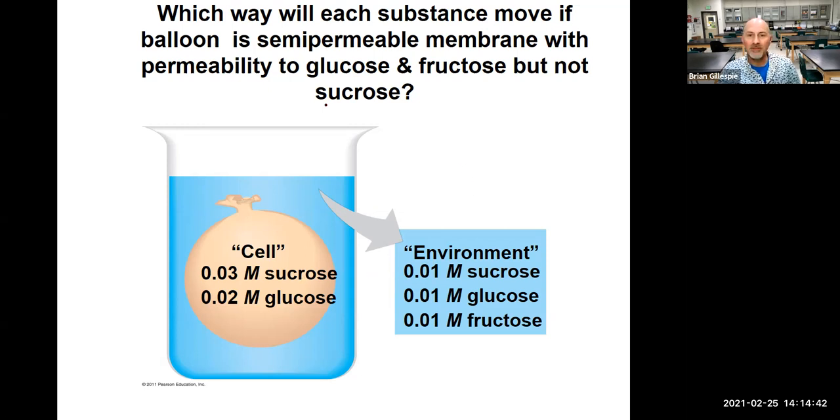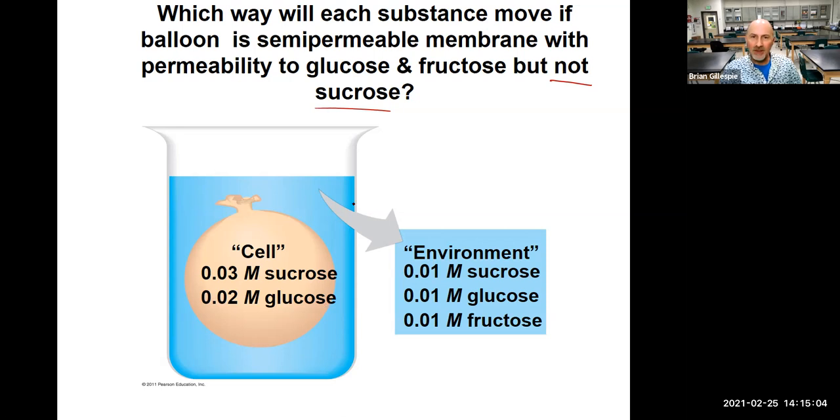Trick question. Not permeable to sucrose. It doesn't matter that there is a concentration difference for sucrose between the outside and the inside. Sucrose cannot cross the barrier, so we will not get diffusion of sucrose across it. So we can ignore that part.